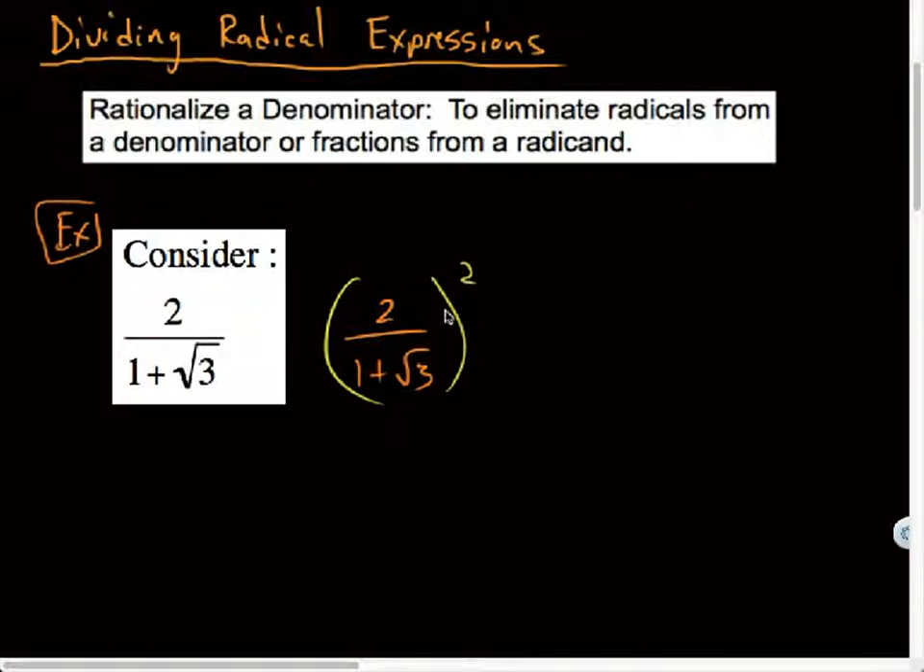And actually, oddly enough, even if I was to square this, squaring this denominator actually does not get rid of the radical. What? Craziness, right? Because I can't distribute an exponent over addition.